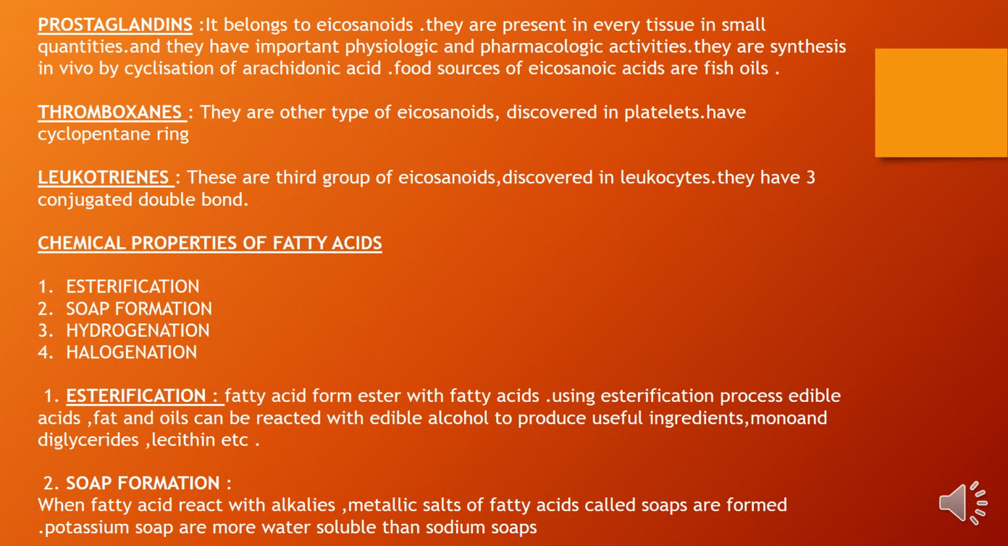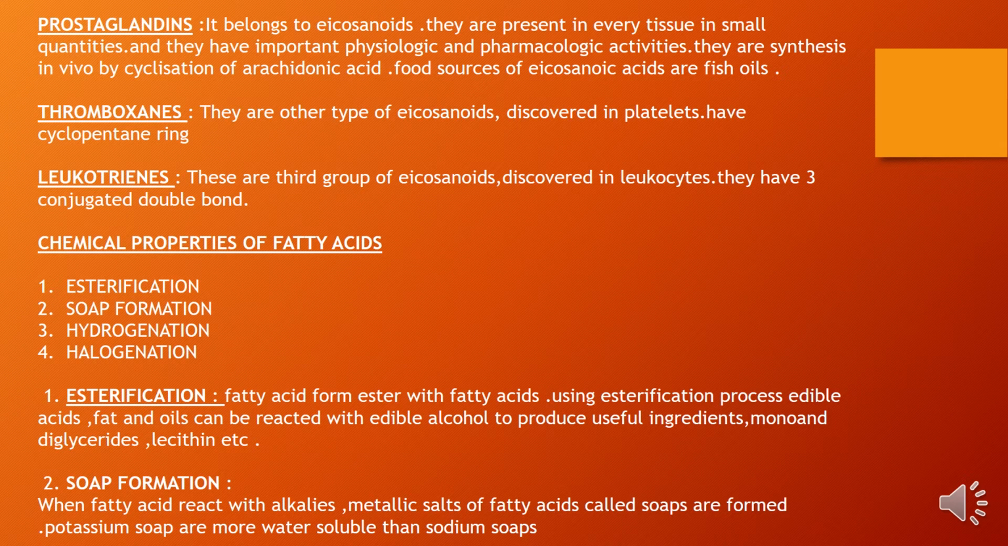Thromboxanes, they are another type of eicosanoids. These are also eicosanoids as we have seen earlier. Discovered in platelets, they have a cyclopentane ring. Leukotrienes, these are the third group of eicosanoids, discovered in leukocytes. They have 3 conjugated double bonds.